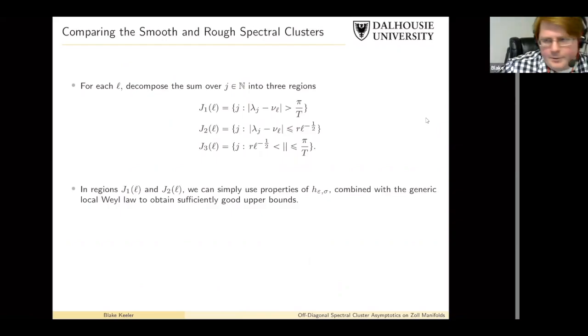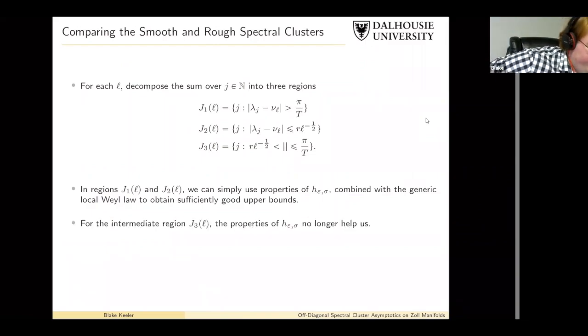And in both J1 and J2, we can use the rapid decay properties of this H function combined with just very general Weyl law properties to obtain good enough upper bounds so that as we take all these appropriate limits, we can show that the difference between the smooth and rough thing is sufficiently small. It's really in the intermediate region where there is some work to be done.